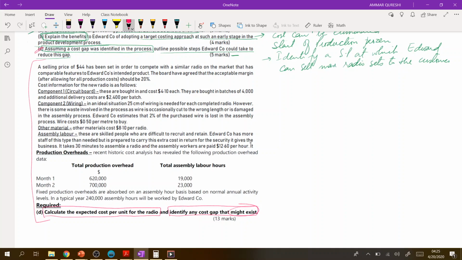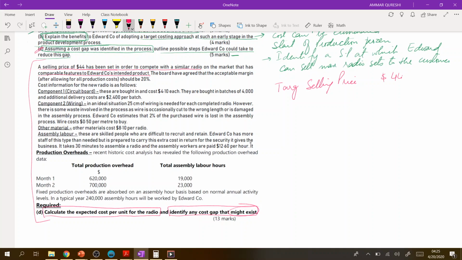A selling price of 44 has been set in order to compete with a similar radio on the market that has comparable features to Edward Company's intended product. So what is 44? Is this a market price or selling price? Selling price, right? This is in fact the targeted selling price. And what is the targeted selling price? That is $44, right?